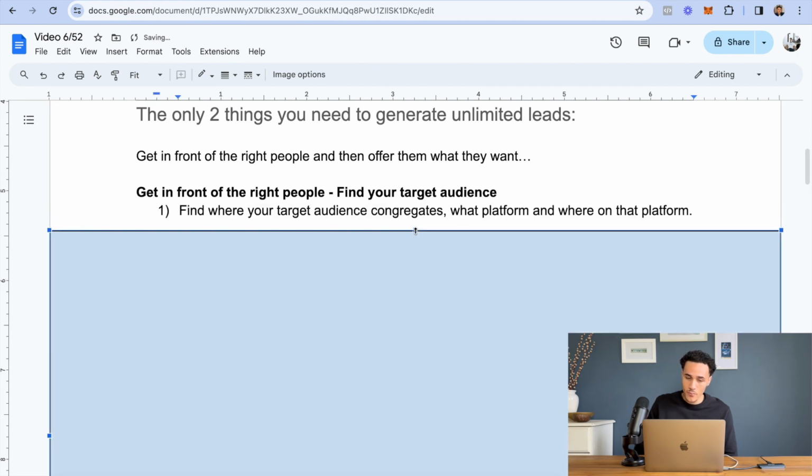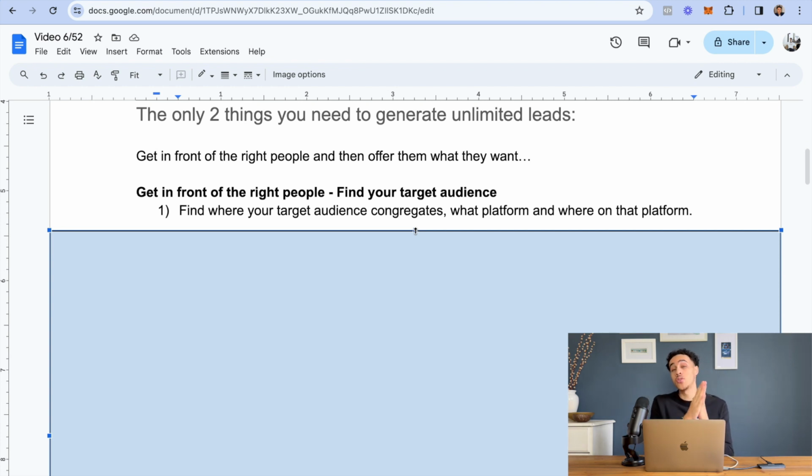So step one, find where your target audience congregates, what platform, and where on that platform. Okay? So the reason I say that is because people will always say that generating leads on Facebook isn't good, generating leads on Google isn't good, you should use YouTube, this, that. It genuinely depends on what niche you're in. Now, people, for example, will say that generating B2B leads on Facebook doesn't make sense, but everybody's on Facebook and everybody's on Instagram. So if business owners are on Facebook and Instagram, then you just need to find where they're hanging out on Facebook and Instagram. Same thing with LinkedIn, same thing with Google, same thing with YouTube.